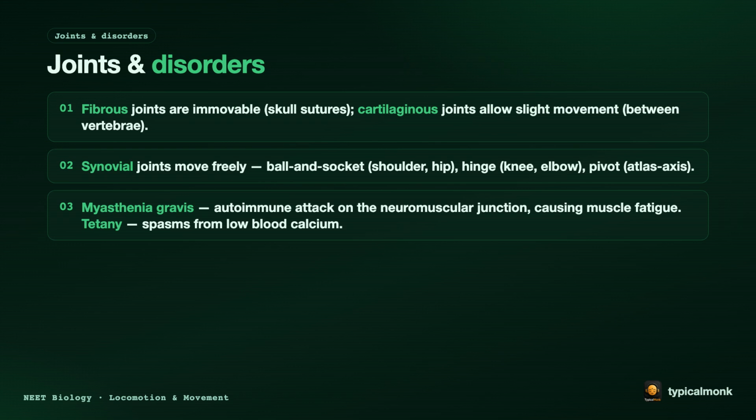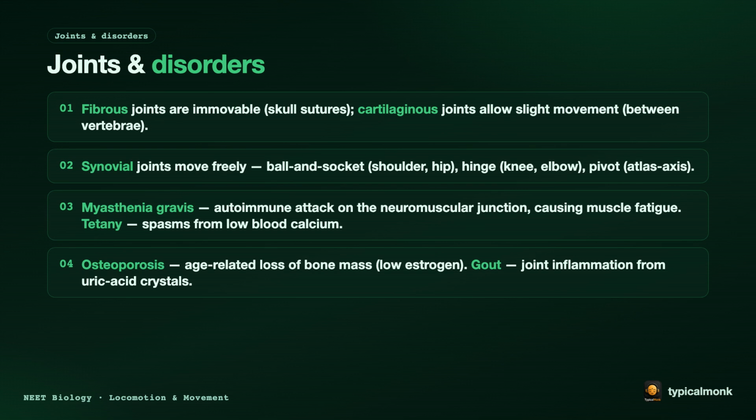Myasthenia gravis is an autoimmune disease that attacks the neuromuscular junction and brings muscle fatigue. Tetany, that is, spasms caused by low calcium in the blood. Osteoporosis, an age-related loss of bone density, often from low estrogen. And gout, swelling in joints from uric acid crystals building up.